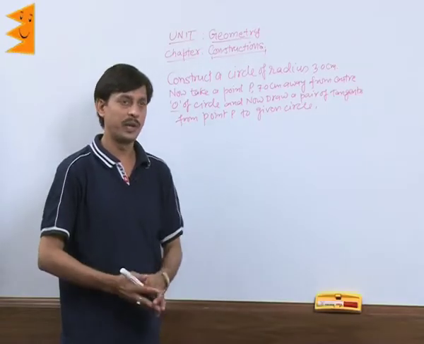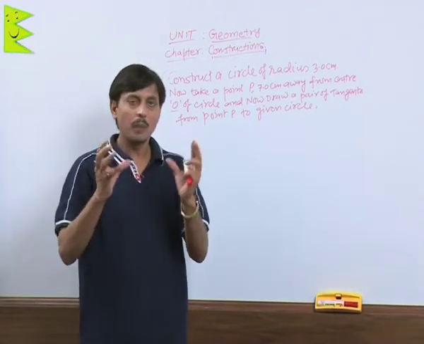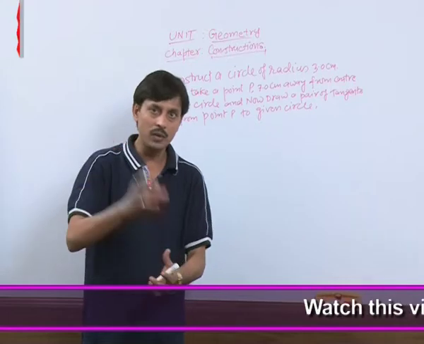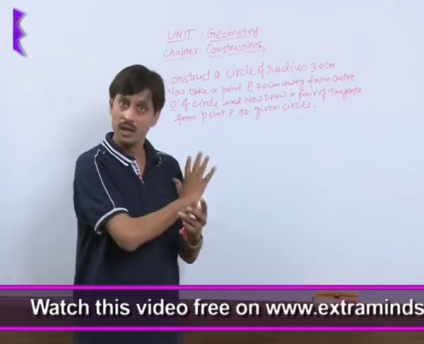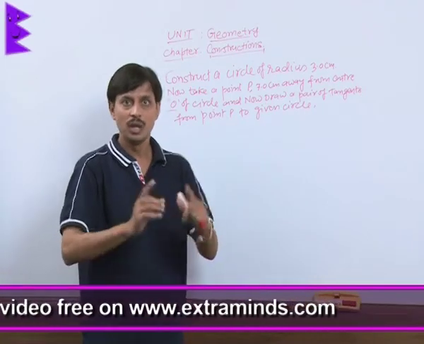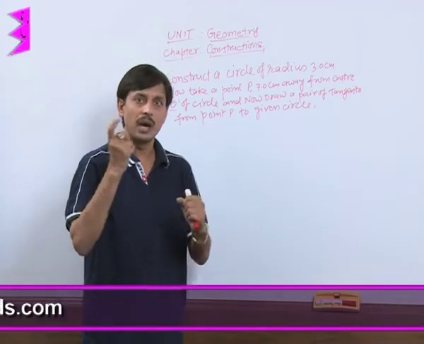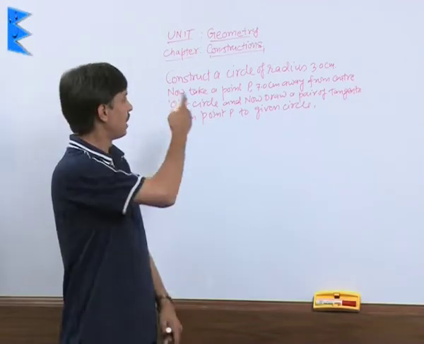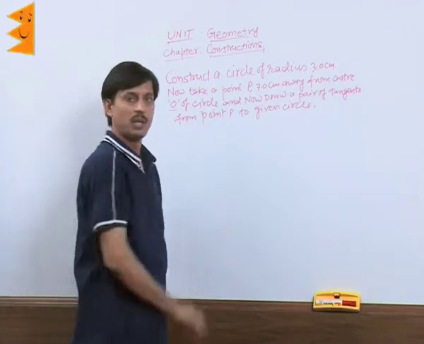Now I will explain with the help of an example how to draw a pair of tangents for a given circle from a given point outside the circle in the plane of the circle, using the center and without using the center. First I am taking by using the center. As an example, construct a circle of radius 3 centimeter.